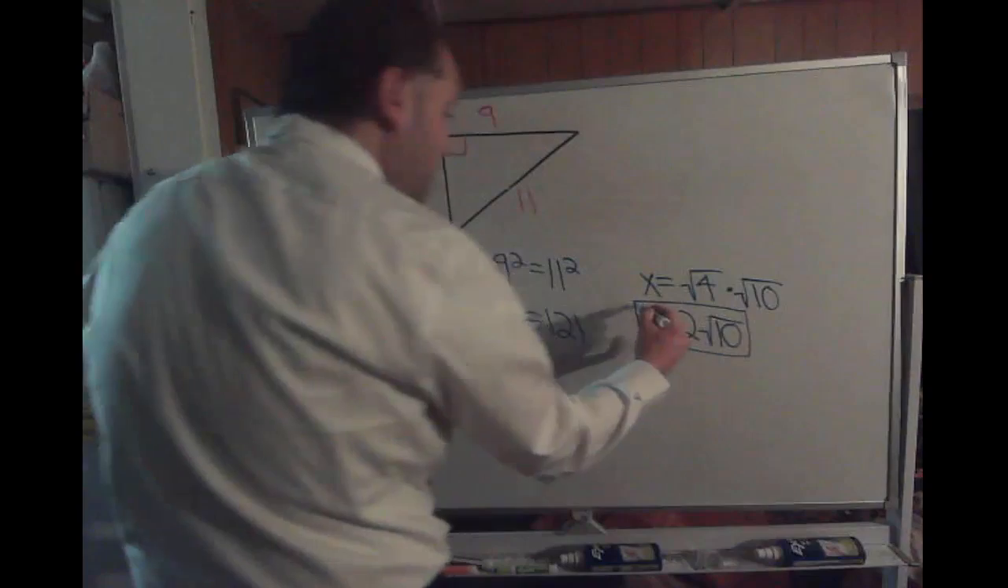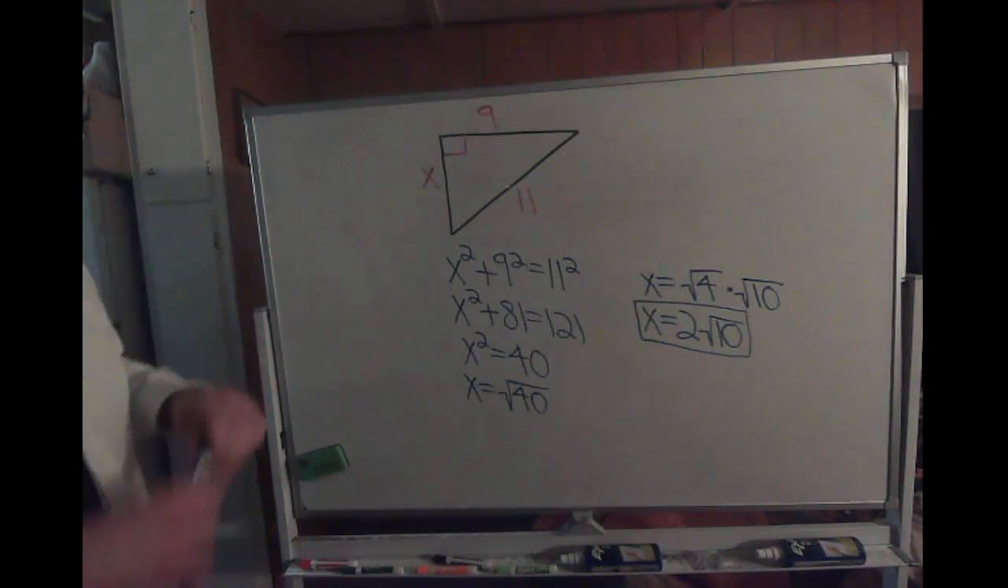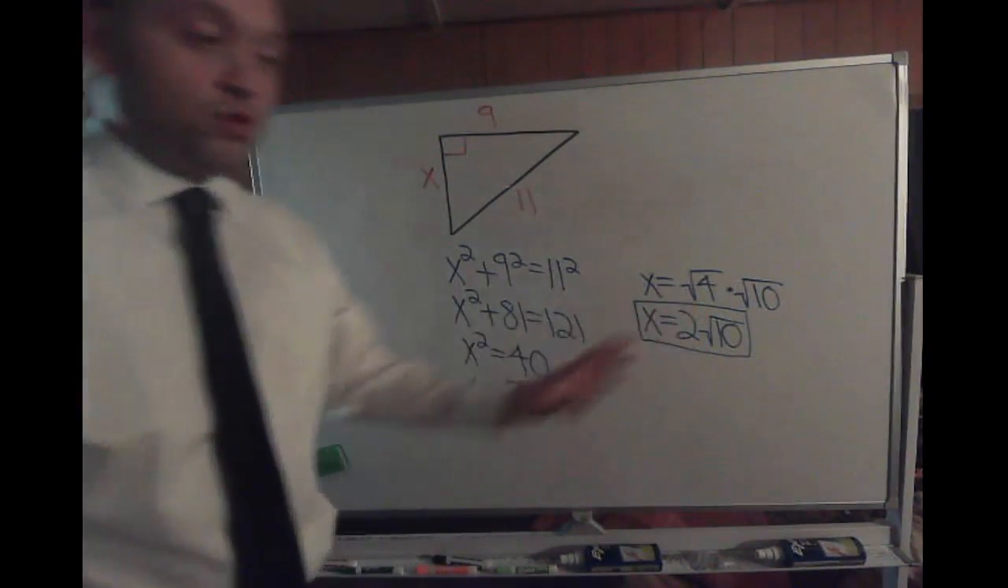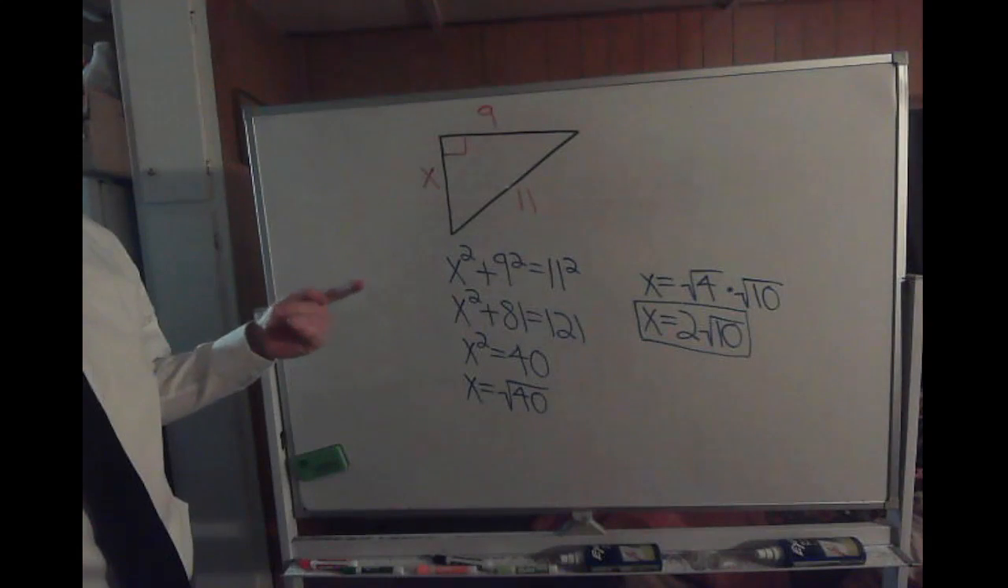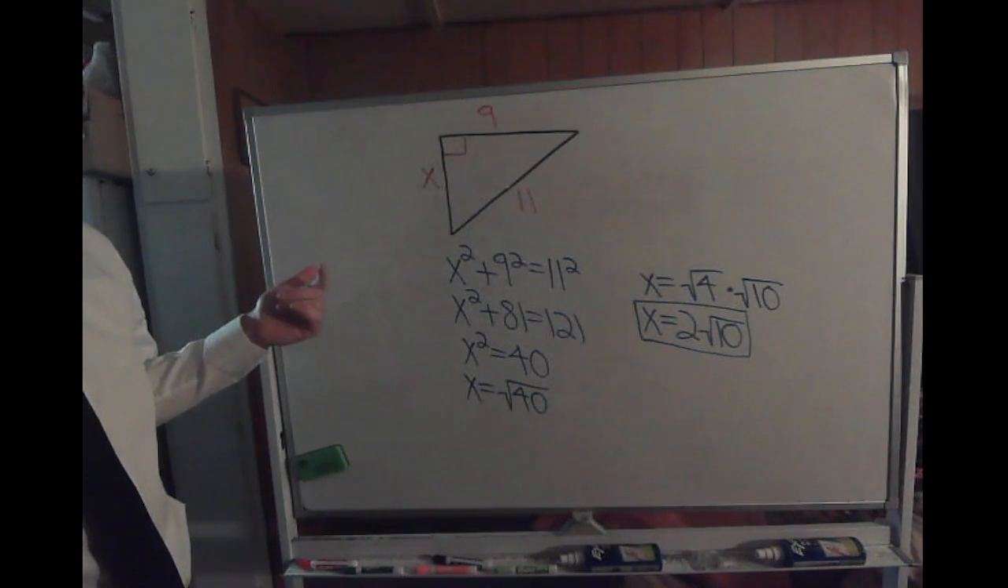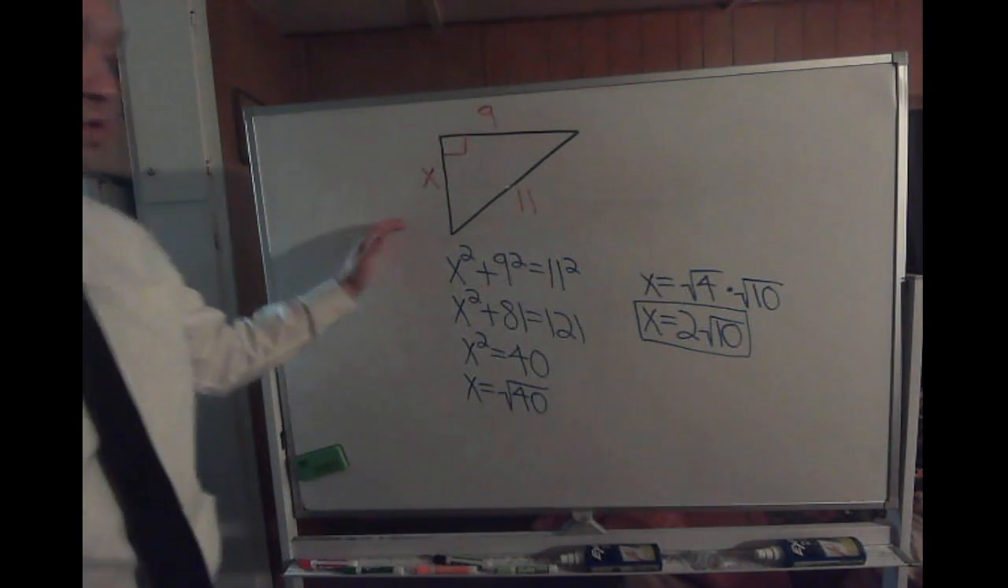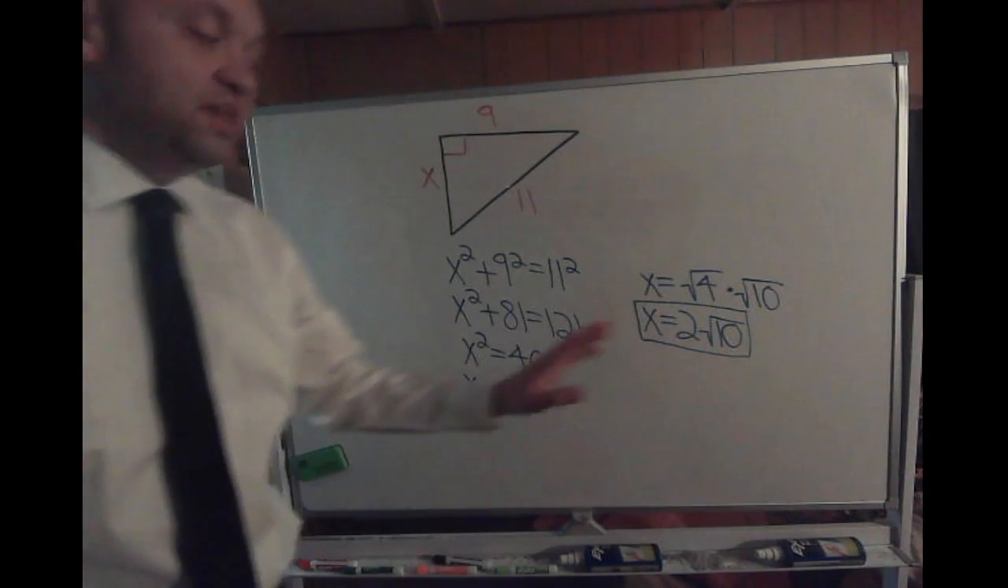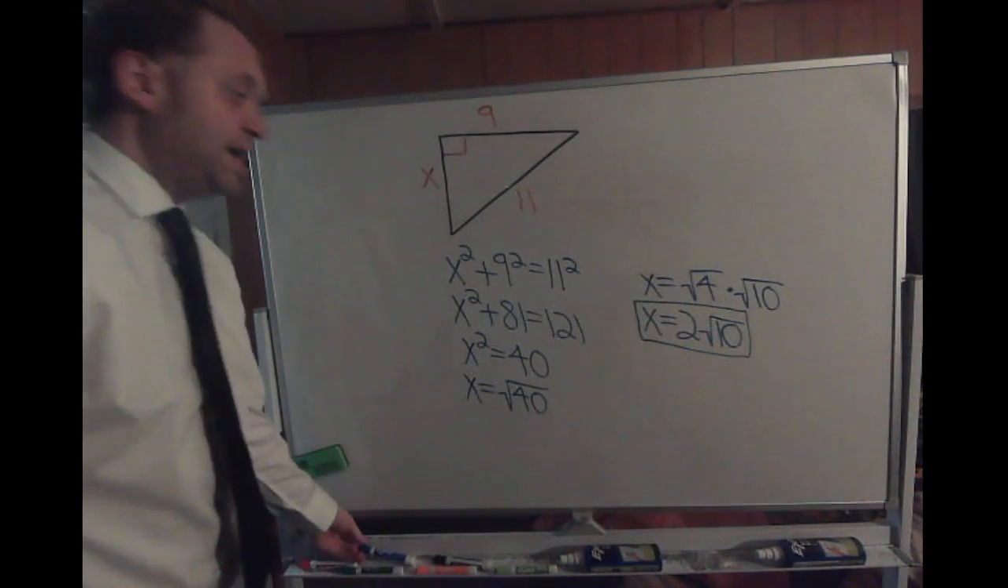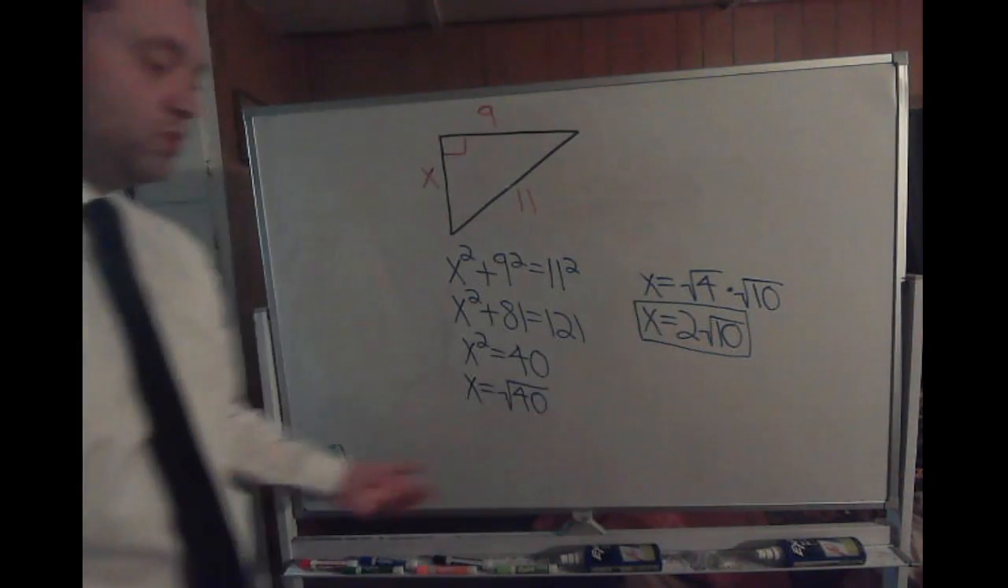And it is okay, unless they tell you to convert to a decimal and round your answer to the nearest 2 or 3 decimal places, for example, you can leave your answer with a radical in simplified form. So x has a length of 2 times the square root of 10.